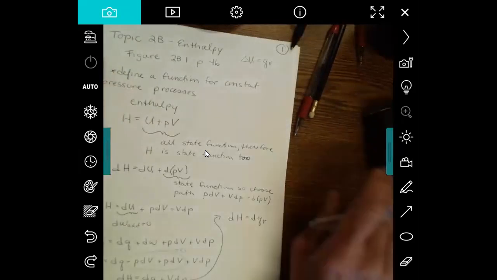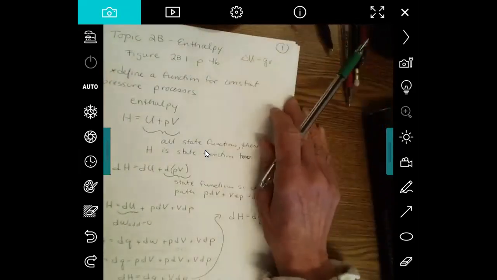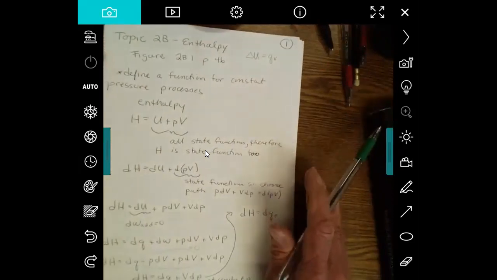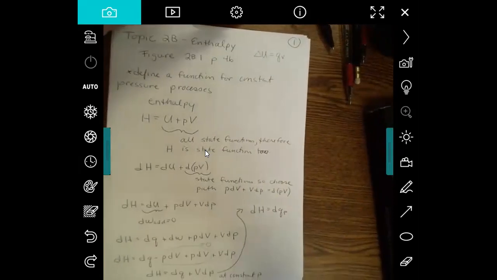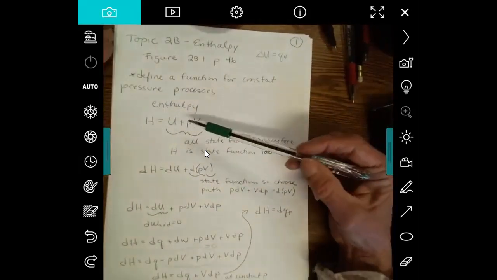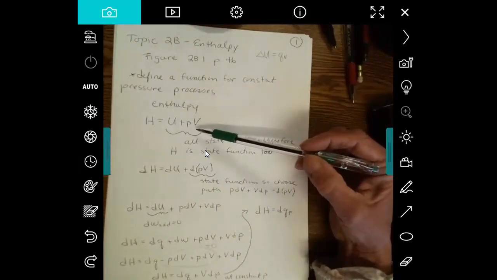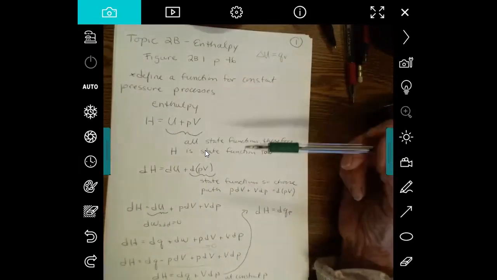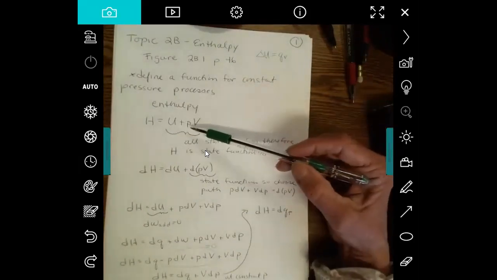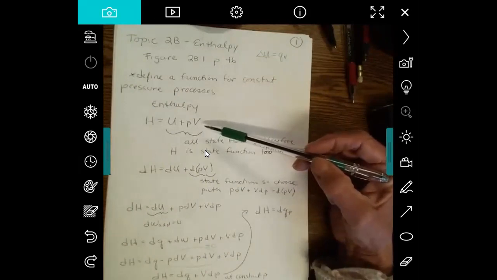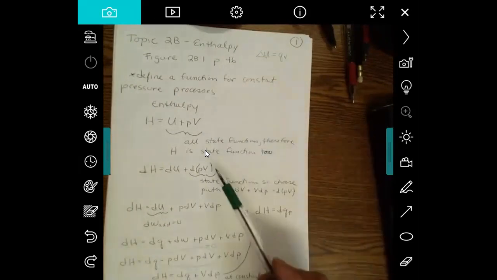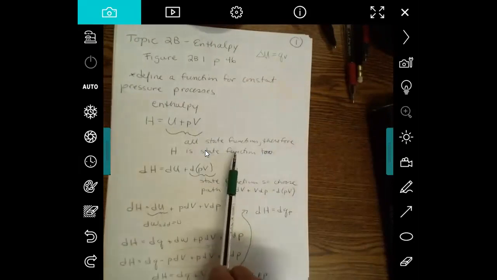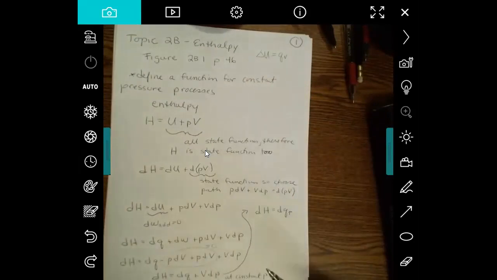In order to deal with these situations, we need to define a new function called enthalpy. Enthalpy by definition is the internal energy plus the product of P times V. It's given the symbol H. Internal energy, pressure, and volume are all state functions. Therefore, if enthalpy is defined as a sum of these state functions, it too is a state function, and that's going to be super important for us.